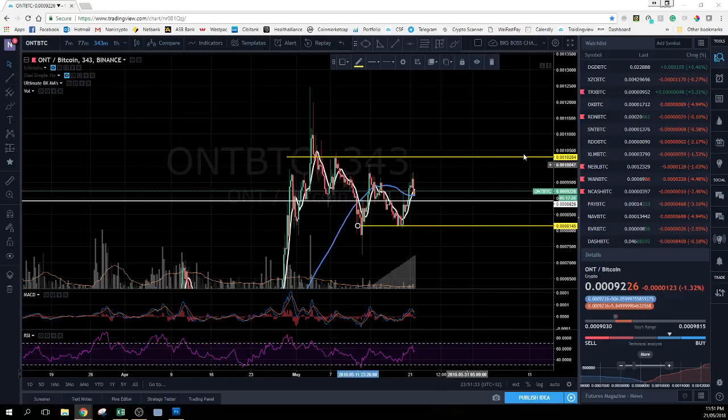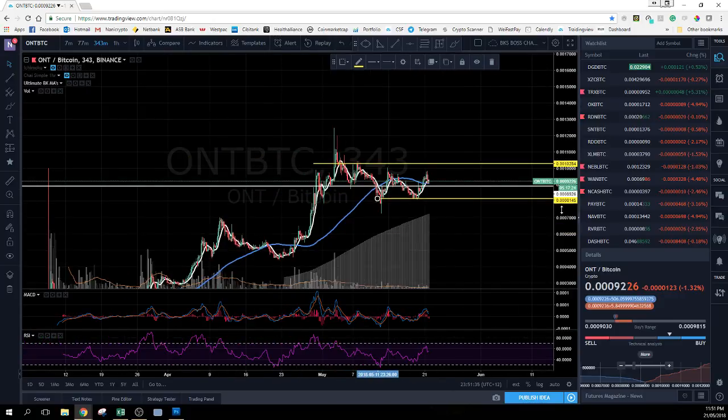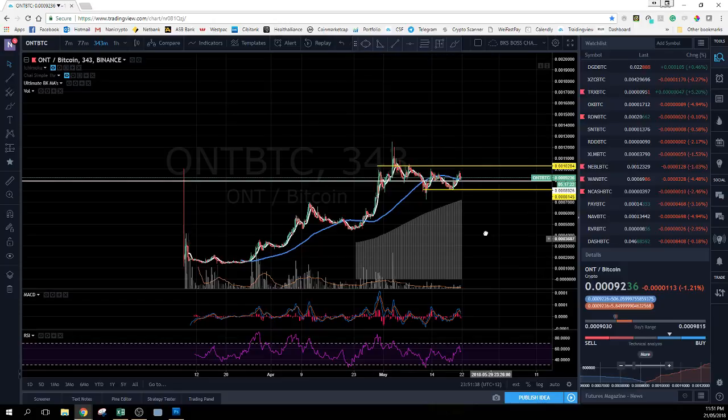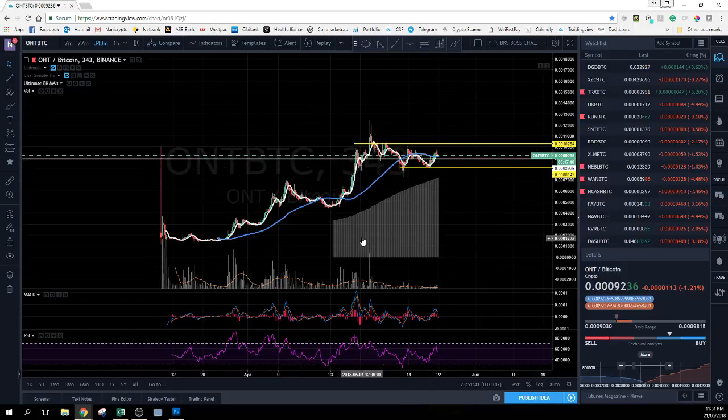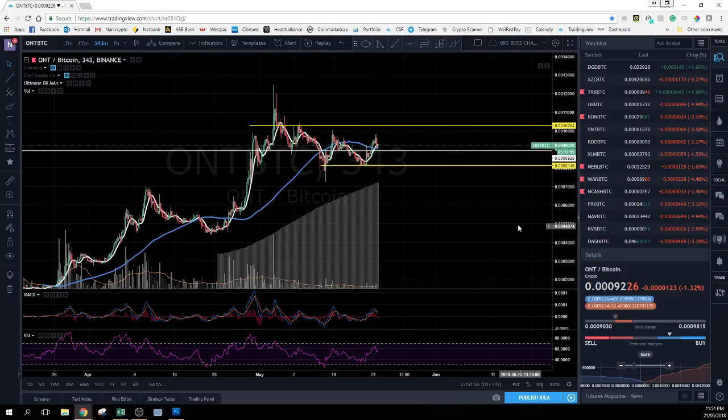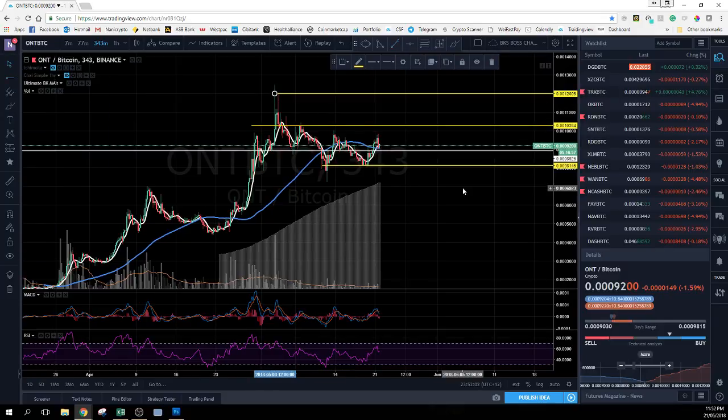So the thing with Ontology is this coin has been going quite crazy. So this is the 343. We're looking at the boss method at the moment. So they reckon it's got potential for new all-time highs, which would be great. New all-time highs could potentially mean somewhere above here. And if we go anywhere near that from where we are now, 30% would be pretty good.